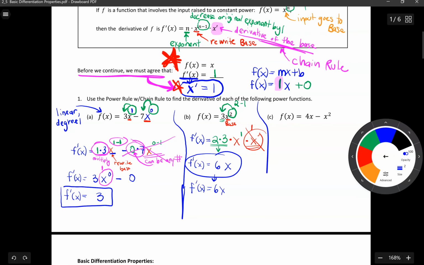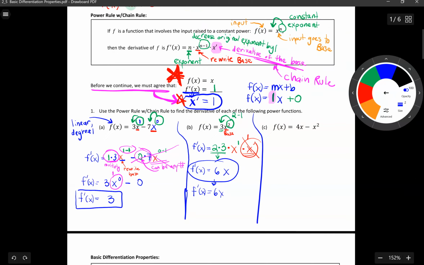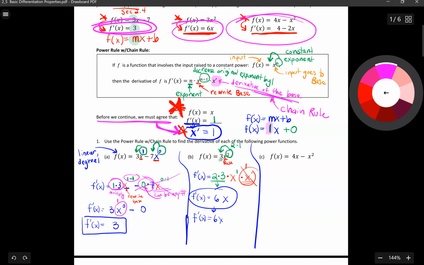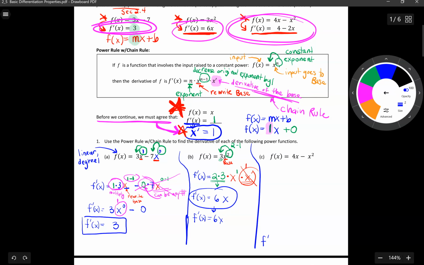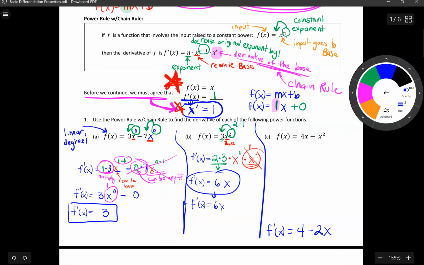Let's try another one. And what was my derivative supposed to be? Let me come back up here. We know that our derivative is supposed to end up being 4 minus 2x because we already did that one. So let me write it down here. This is what we're supposed to get. Let's see if we get it.